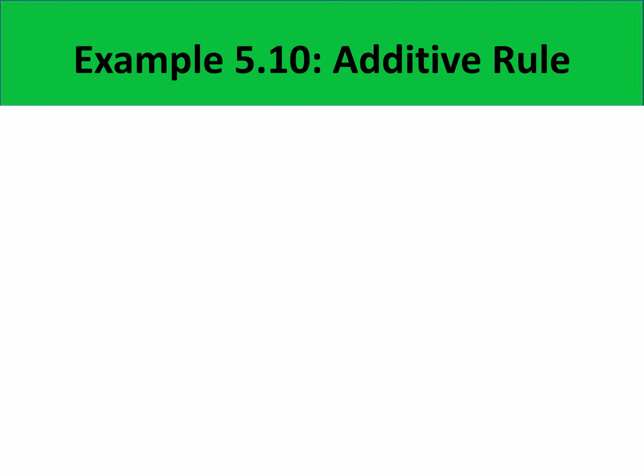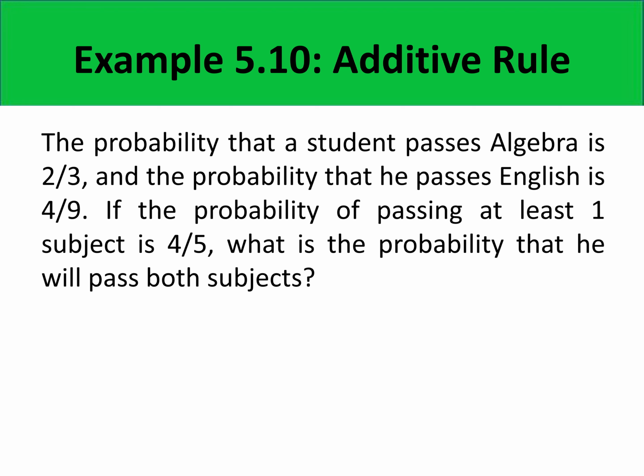So let us have an illustration. The probability that a student passes algebra is 2/3, and the probability that he passes English is 4/9. If the probability of passing at least one subject is 4/5, what is the probability that he will pass both subjects? In order for us to efficiently use the additive rule, let us assign variables to represent the events in this situation.